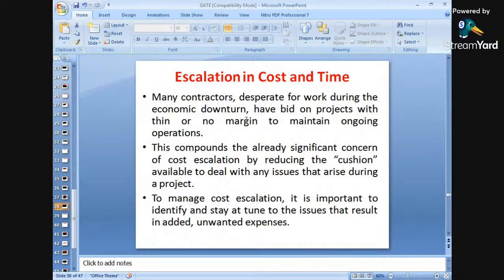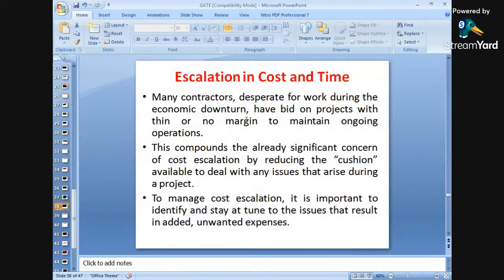Escalations in cost and time. Yes, escalations is the word, very important. What is this escalations word? It stands for the fact that many contractors who were desperate for work during the economic downturn have bid on projects with thin or no margins to maintain ongoing operations. This compounds the already significant concern of cost escalations by reducing the cushion available to deal with any issues that arise during a project.